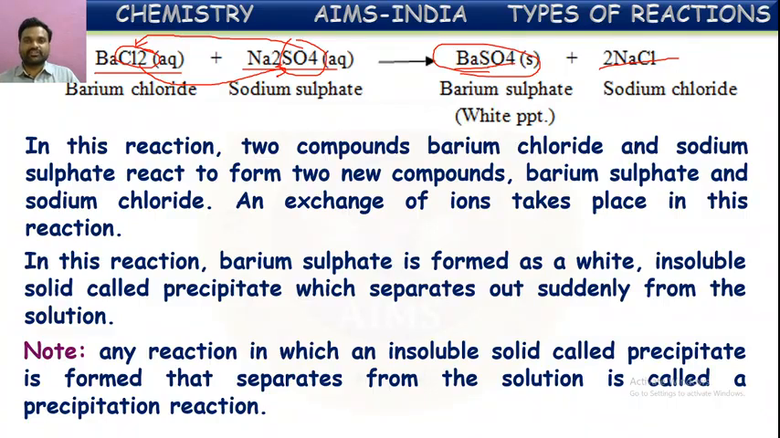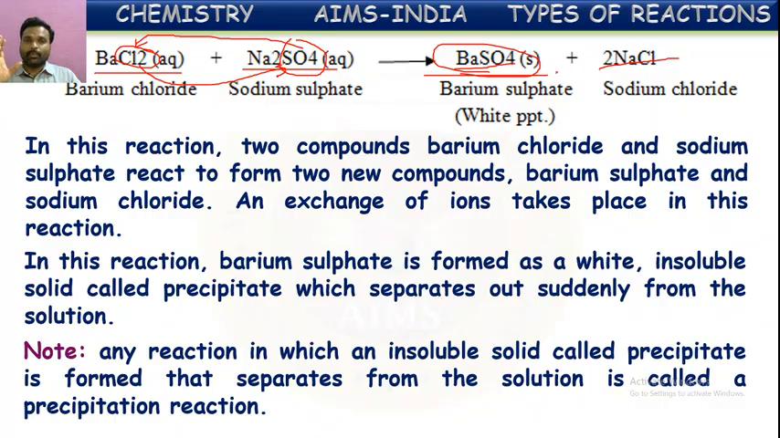So in this reaction, barium sulfate is a precipitate. This reaction is because of the mutual exchange of ions, hence it is a double displacement reaction, and it is also called a precipitation reaction. So for this reaction you can give three names.